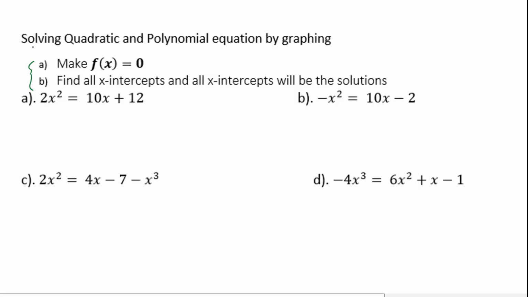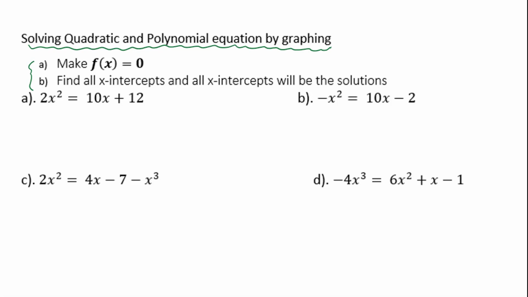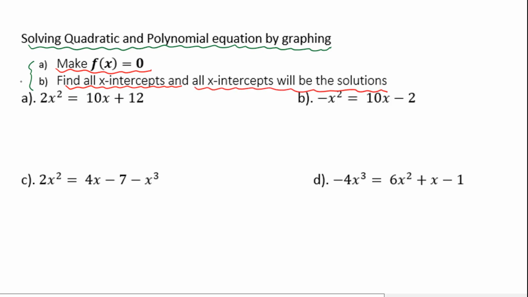First of all, let's talk about solving quadratic and polynomial equations by graphing. Here are the steps. Make f of x equal 0. Then find all x-intercepts. All x-intercepts will be the solutions.